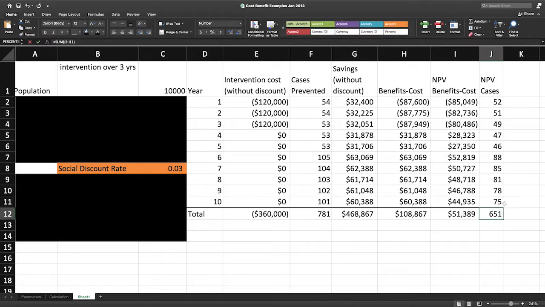And now we have a value of 75, which is a lot less than the 101. And when we add all this up together, you see that when we calculate the net present value of cases, we only prevent 651 cases. If we don't take into consideration the value of time, it is 781 cases. And so you can see that it is a big difference.